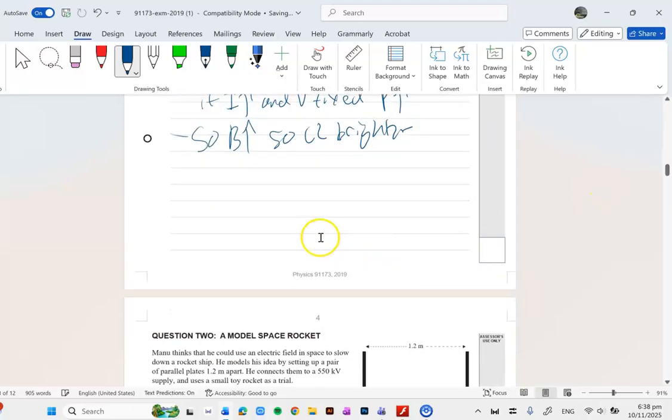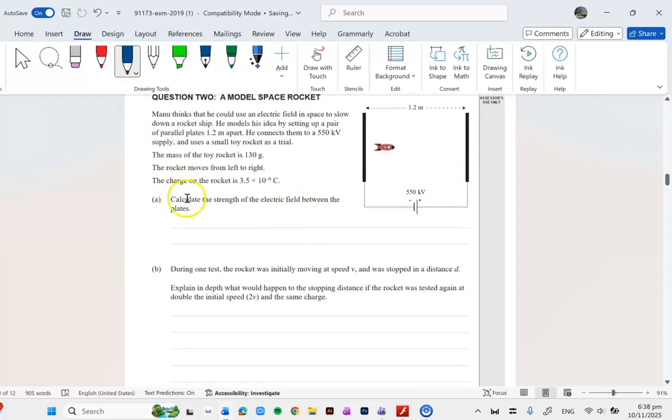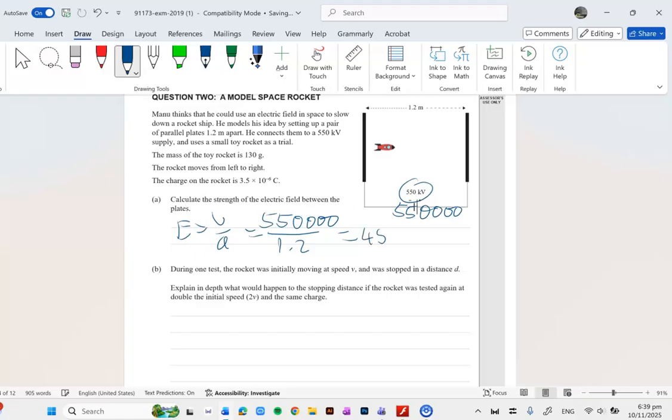Alright, let's go. 3 minutes 50 seconds in. Calculate the strength of the electric field. E equals V over D, equals the voltage, 550,000 divided by, it's in the right unit, 1.2. That's a really ugly number, 458,333 and so on. I'm going to round that to 4.6 times 10 to the, 1, 2, 3, 4, 5. So 5 Vm minus 1.